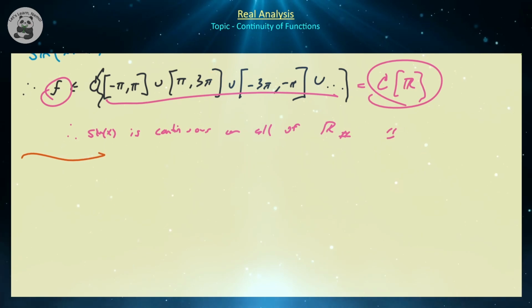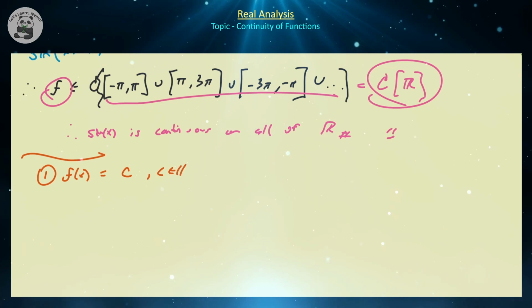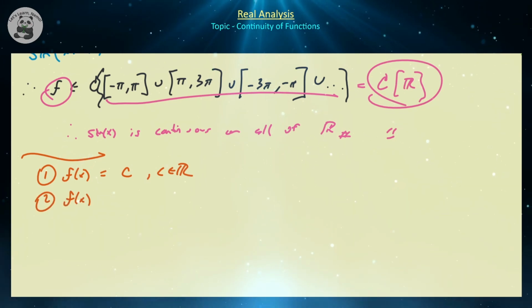Now, a couple other functions that you probably should also know how to prove are continuous in all of R are the following. In particular, the first is constant functions, where that constant can be any real number at all, 0, pi over 2, pi, and so on. You can also show in a similar manner that the function cosine of x is also continuous on the entire set of real numbers.